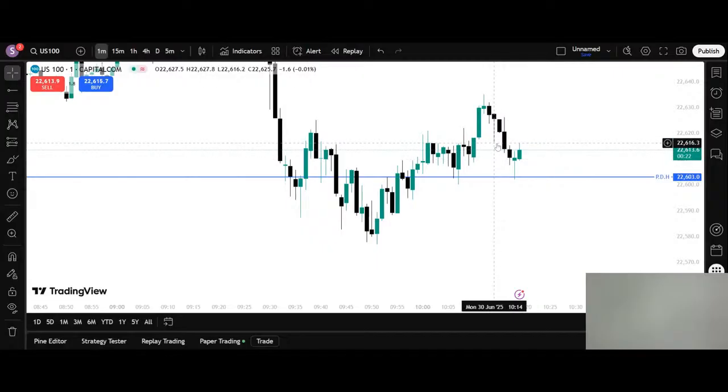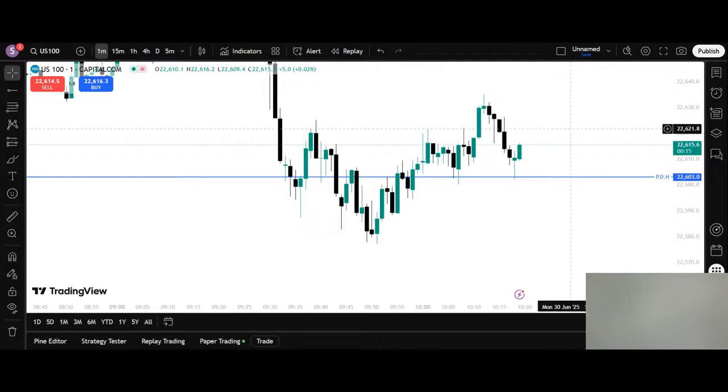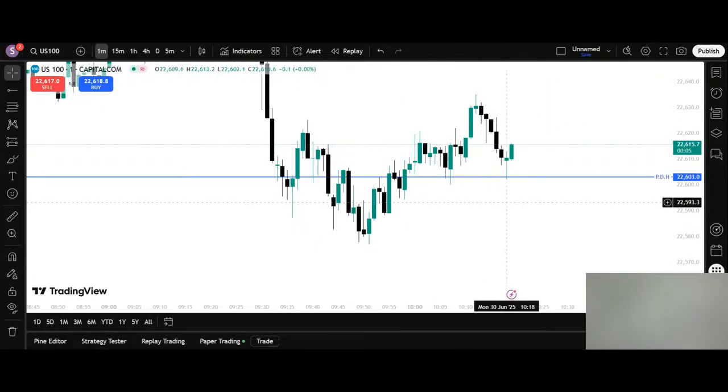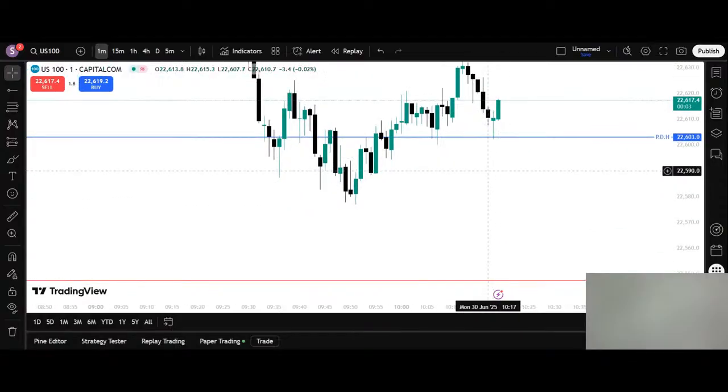Price has now broken this low and this low. It has also made a bearish FVG, but I don't trust it because price has been doing this for a while. It will need to go down here with momentum, and then I will think of selling.